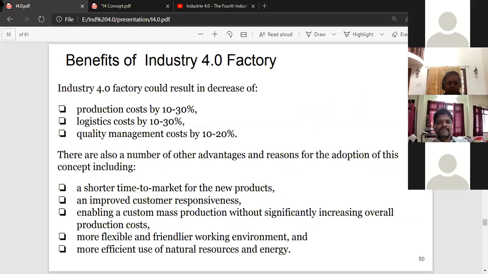So this is just a summary of that. Industry 4.0 factory production costs are reduced significantly. And I was just reading about a program, I think yesterday, on ET Now or somewhere, where I was watching an expert saying that logistics cost is a huge cost for manufacturing. Poor logistics can increase the cost very much. Supply chain related logistics inefficiencies, etc., can result in huge costs.